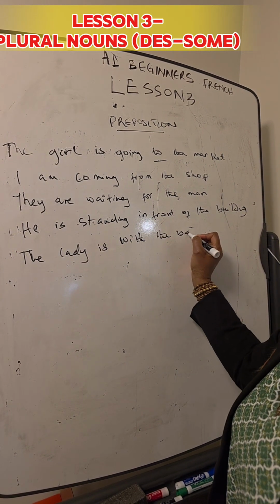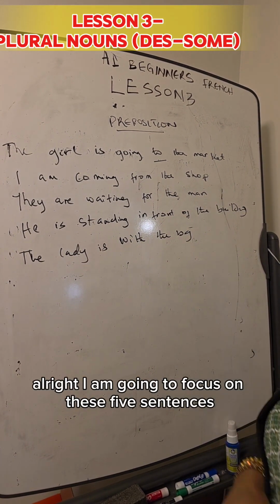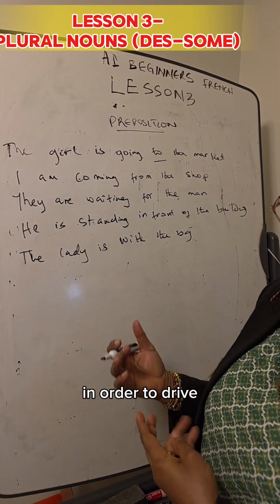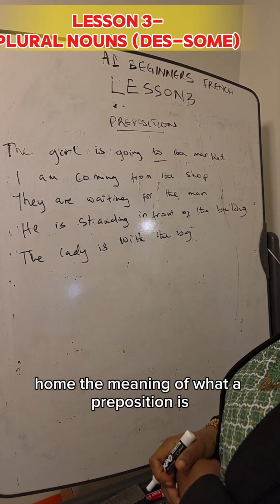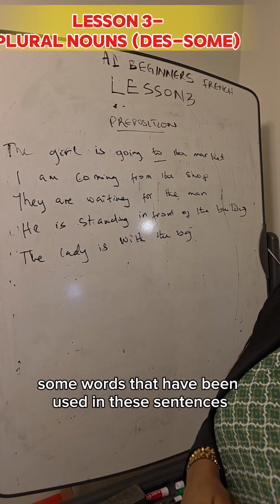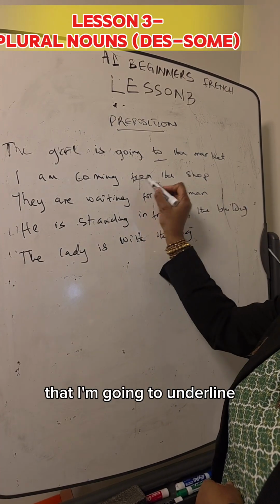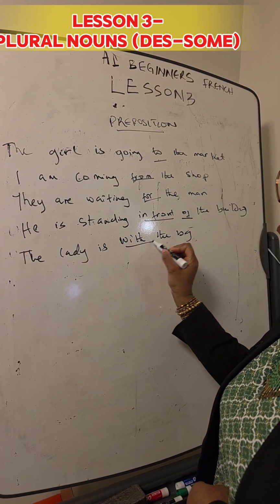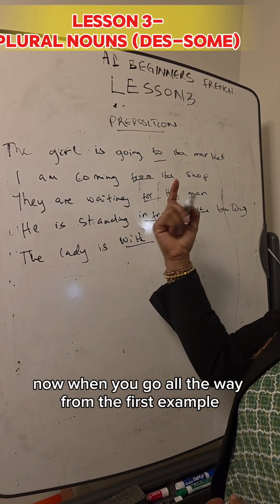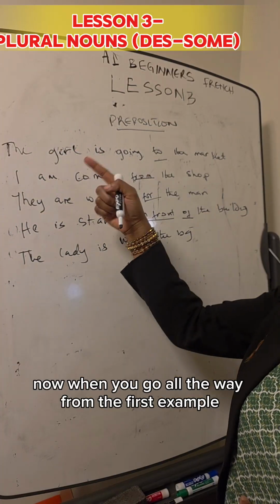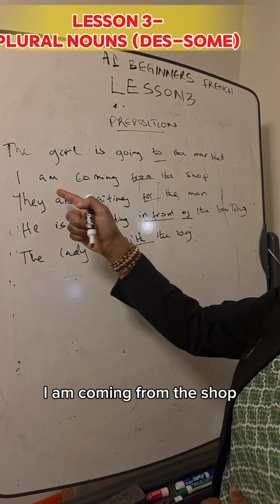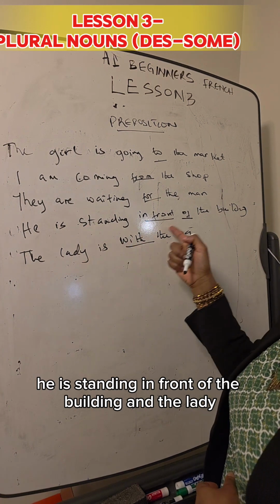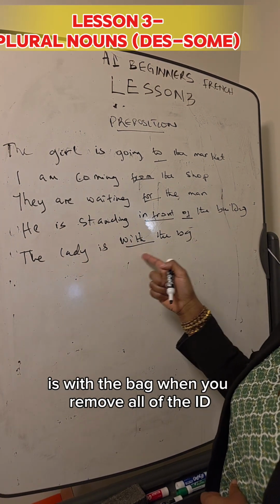All right. I am going to focus on these 5 sentences in order to drive home the meaning of what a preposition is by identifying some words that have been used in these sentences that I'm going to underline. Now, when you go all the way from the first example, the girl is going to the market. I am coming from the shop. They are waiting for the man. He is standing in front of the building, and the lady is with the bag.